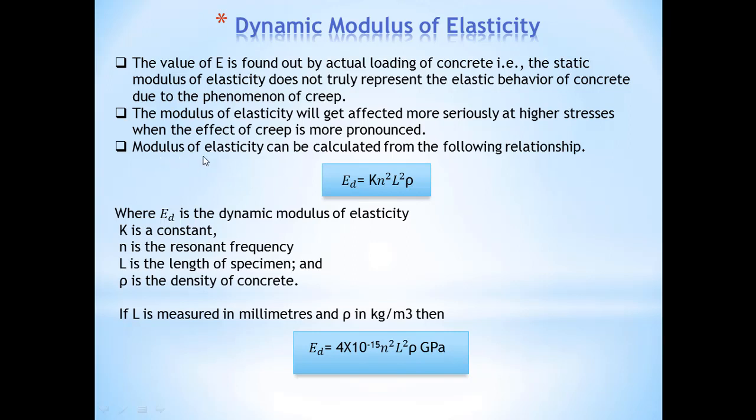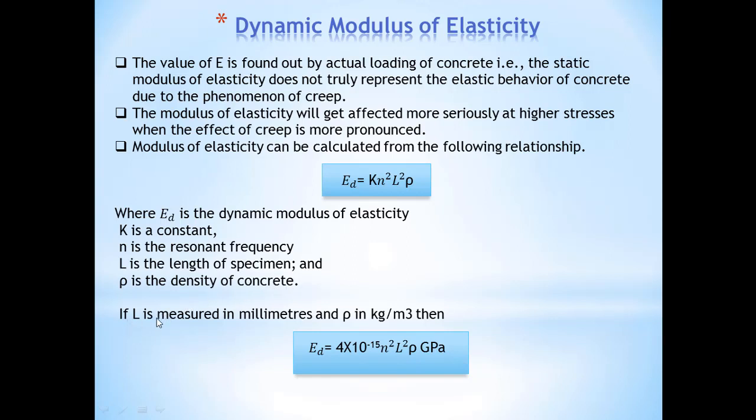Next, the modulus of elasticity can be calculated from the following relationship. Here is the equation for that. ED is equal to K into N square into L square into rho, where ED is the dynamic modulus of elasticity, K is a constant, N is a resonant frequency, L is the length of specimen, and rho is the density of concrete.